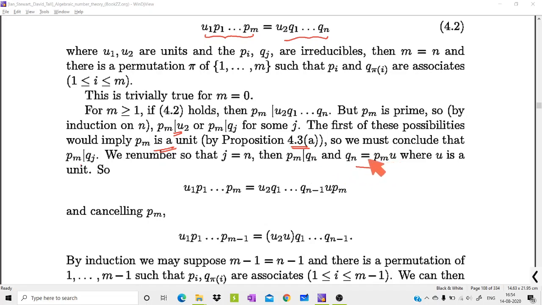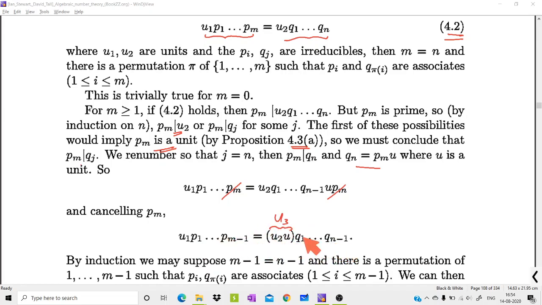Since Qn is irreducible, one of them should be a unit. So this U is a unit since Pm is not a unit. So we can write this expression 4.2 as U1, P1, etc., Pm equal to U2, Q1, Q2, etc., Qn minus 1, U into Pm. So you can cancel this Pm. Since this is an integral domain, you can cancel Pm from these two factors. Then you get U1, P1, etc., Pm minus 1. U2U can be considered as another unit U3, times Q1, Q2, etc.